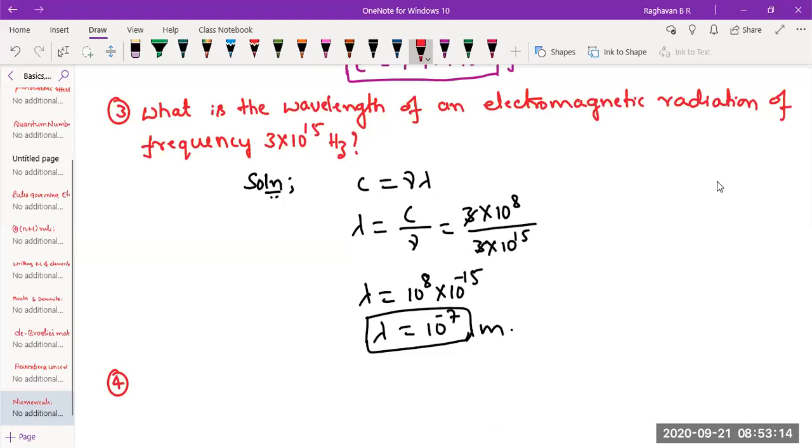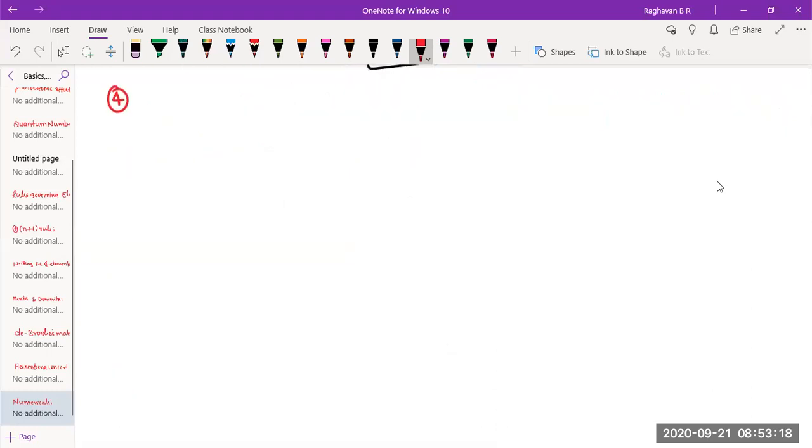Shall we proceed? Yes, sir. The fourth one we take: a 100 watt. Where do we use this watt unit in day-to-day life? Sir, power. Watt, so bulbs, electrical appliances. Correct. 10 watt, 100 watt, something like that, right?